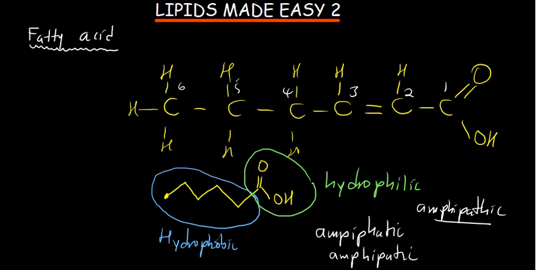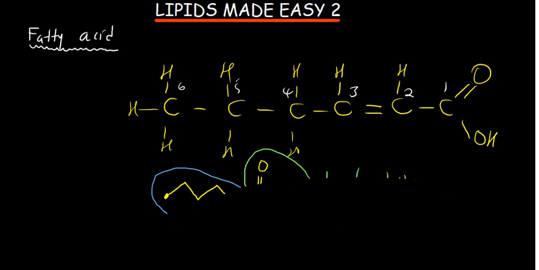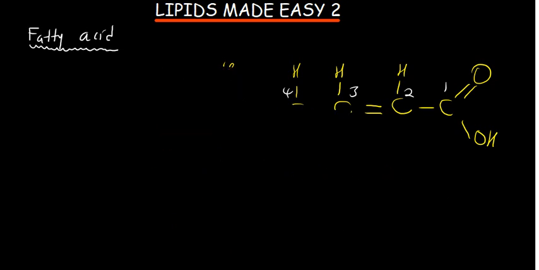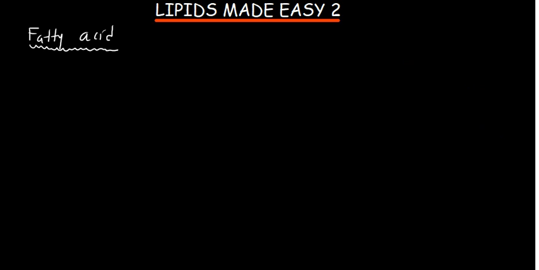So that is how a fatty acid is. It is both hydrophobic and hydrophilic, so we call it amphipathic, meaning it can interact with water, and there's also another portion that cannot interact with the water. Now we have got two forms of fatty acids: those which are saturated and those which are unsaturated. Okay, let's start with the saturated fatty acid.